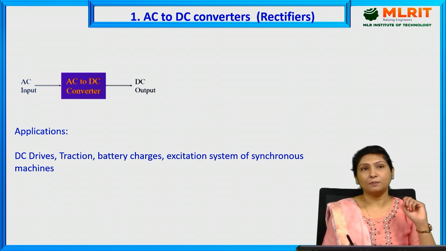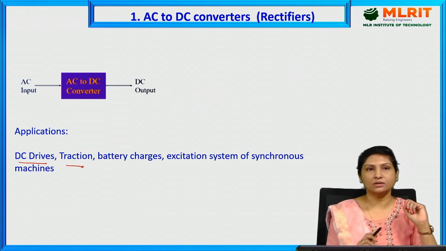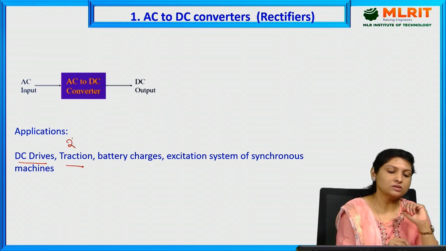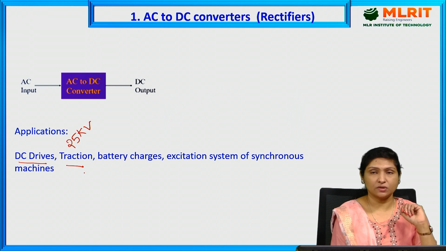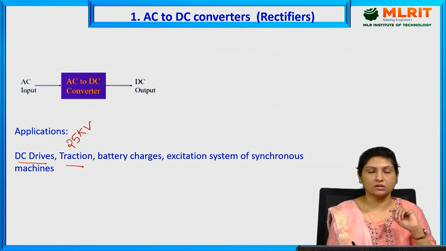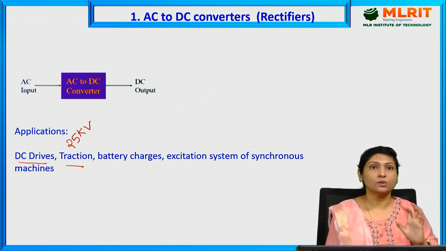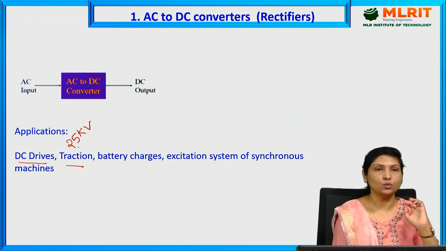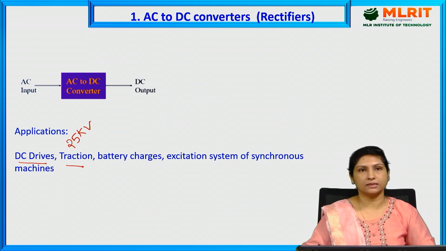And coming to the applications part, these rectifiers will be used in DC drives and traction. In traction, the input voltage will be about 25 kilovolts AC. And the motor used in traction will usually be DC series motors. For that particular series motor, the supply should be DC. That means we need a converter which converts this 25 kilovolts AC to DC, and then this DC will be fed as an input to the DC series motors.